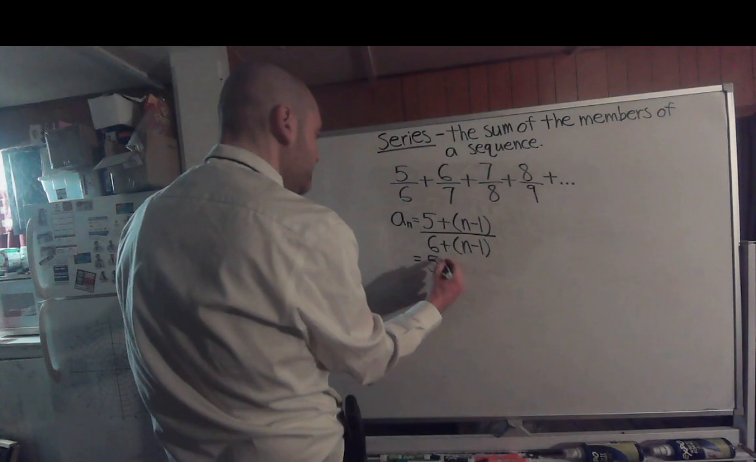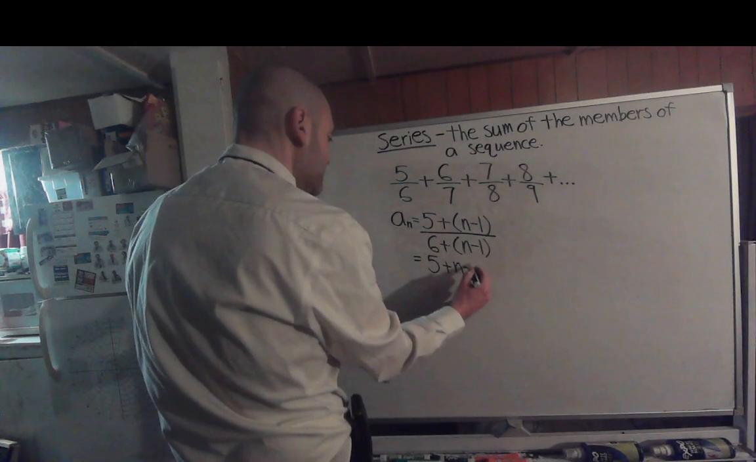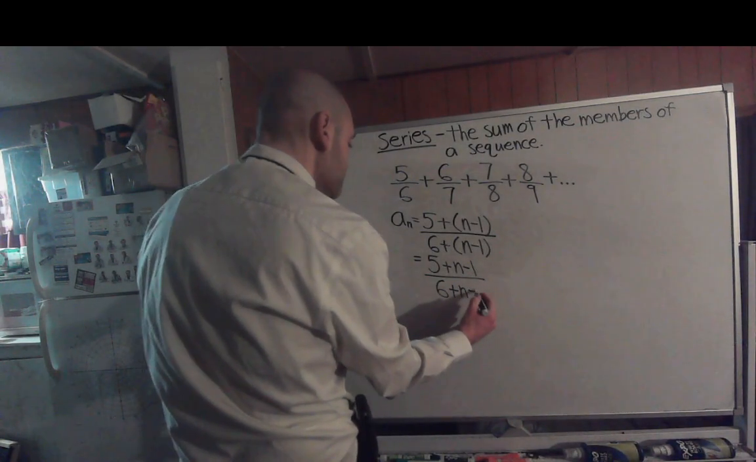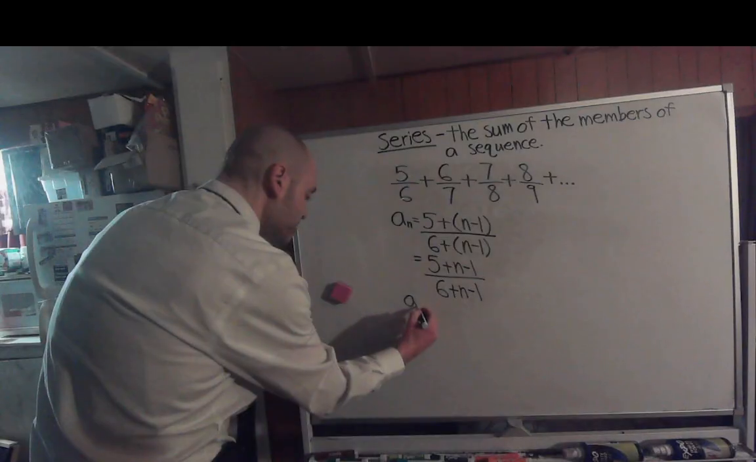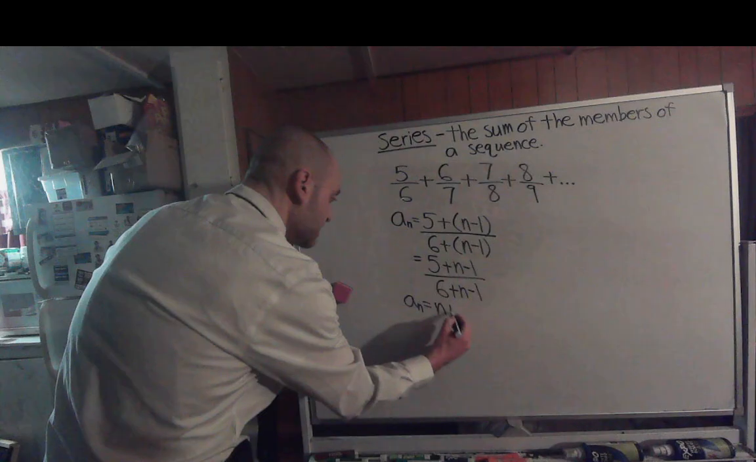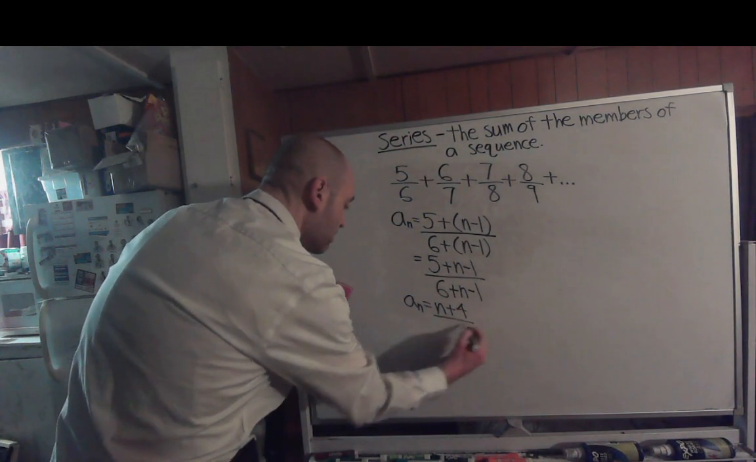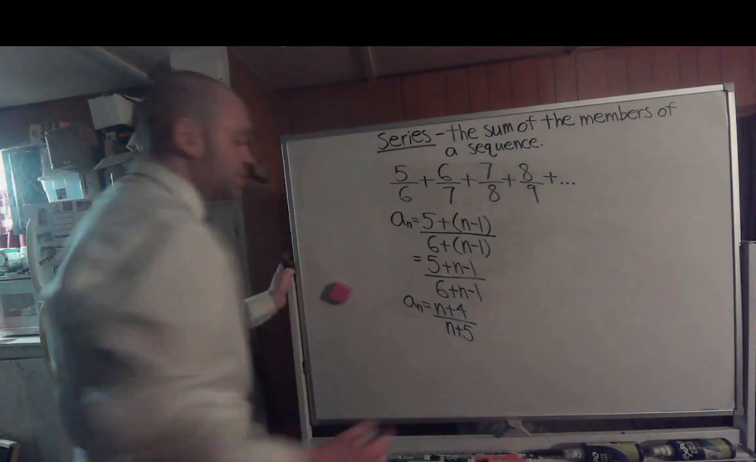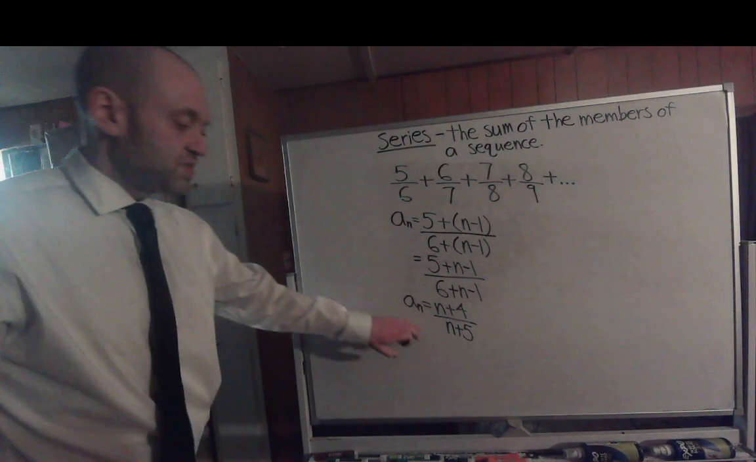So why don't we simplify the formula a bit? This would turn into 5 plus n minus 1 over 6 plus n minus 1, which means our sequence formula is going to end up being n plus 4 over n plus 5. So we got our sequence formula.